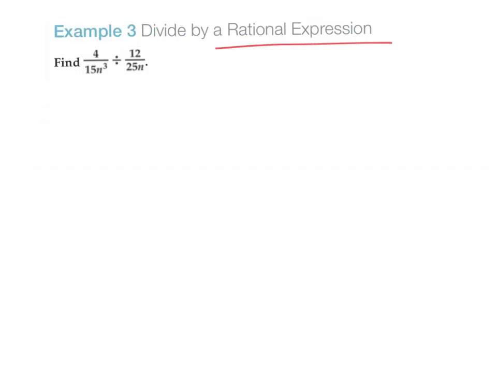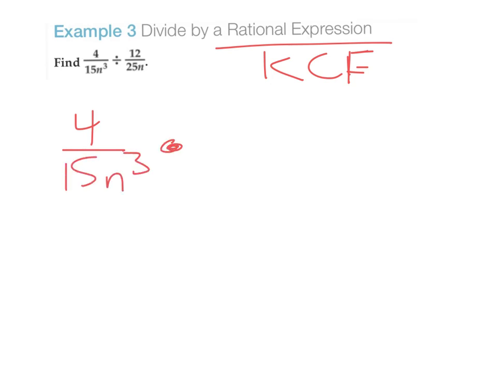Divide is very simple. All we do is, it's called keep, change, flip, often called KFC. So I'm going to keep, change, flip this first. So for 4, 15, n cubed, I'm going to change to multiplication instead of division. I'm going to flip the 25n over the 12.